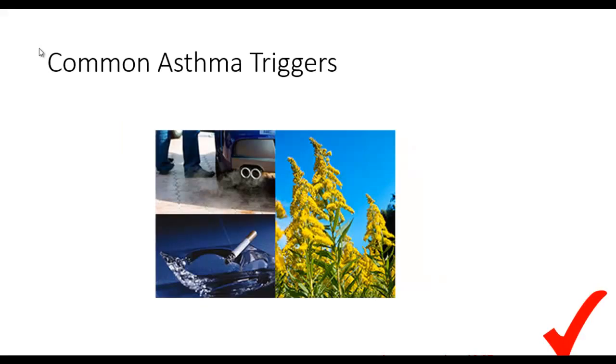Some common asthma triggers are environmental factors like pollen and things of that nature. Also things like exhaust and industrial output that goes into the air. Also carcinogens like smoking, things of that nature. Asthma can be treated relatively easily, but it is something that's important to be aware of.